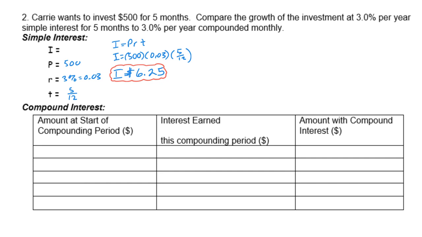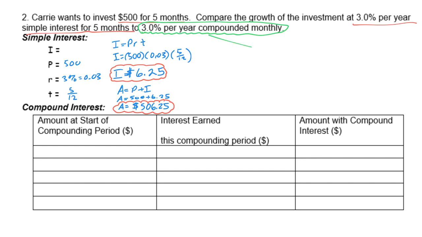And this is how we calculate A for the simple interest. We get A is equal to P plus I, which is just 500 plus $6.25. So we end up with a total of $506.25 for the simple interest. Okay? So based on what we did, we looked at our $500 for 5 months. We compared the growth at 3% per year simple interest for 5 months. We're good. So now let's go and focus on the 3% per year compounded monthly.